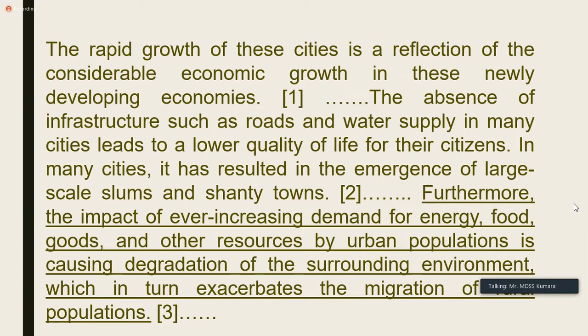So there are 4 positions. Position 4 is after the first sentence in the last paragraph. And the other 3 positions are in the second paragraph. Position 1 is after the first sentence. Position 2 is after the third sentence. Position 3 is after the fourth sentence, that means at the end of the second paragraph. So which one is the best place to insert the sentence? 1, 2, 3, or 4?